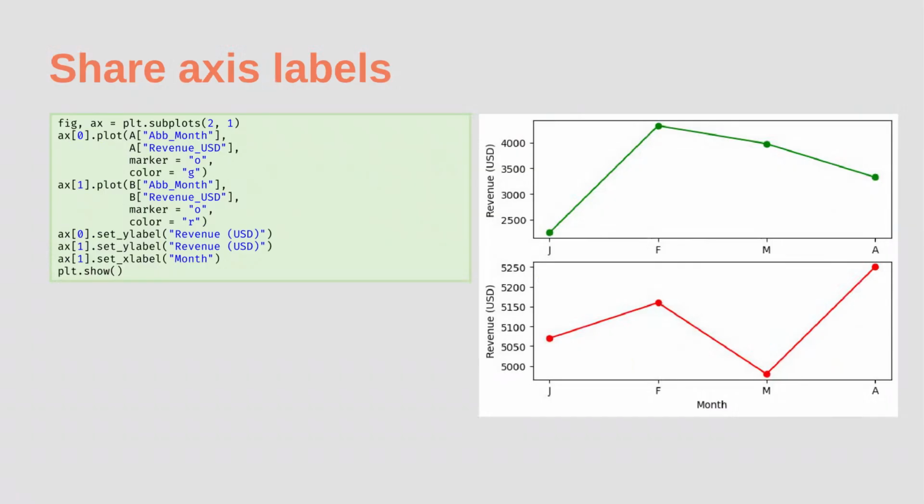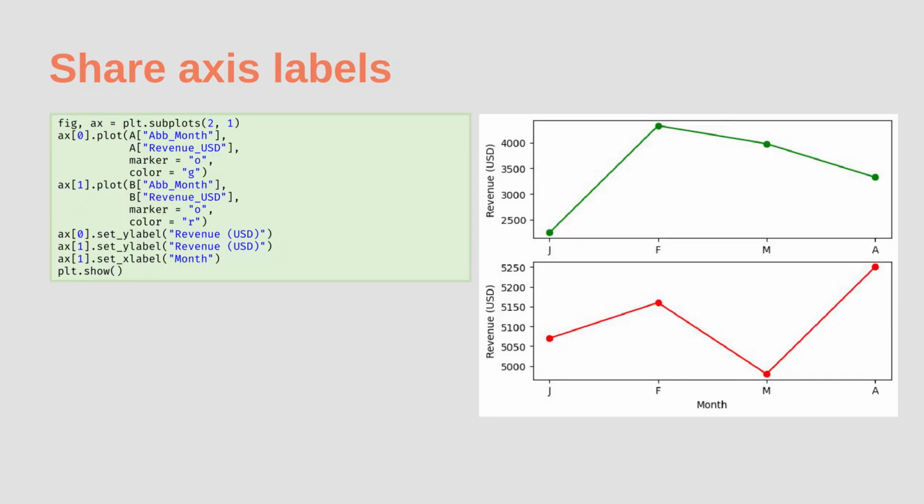There's a special case to keep in mind when you have only one row or one column of subplots. In these situations, the array of axis objects becomes one-dimensional, so you will only need a single index to access each subplot. Let's take an example. We create a figure with 2 rows and 1 column of subplots. This gives us a vertical stack of 2 plots. We access the first element in the array, this is the top subplot, and plot the product A revenue. Then we access the second element, the bottom subplot, and plot the product B revenue.